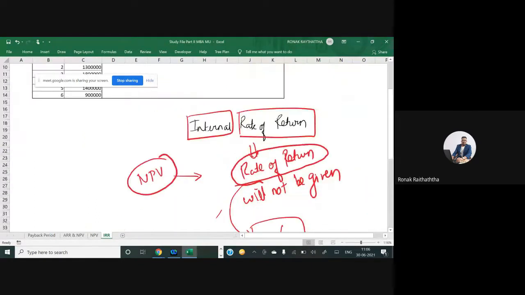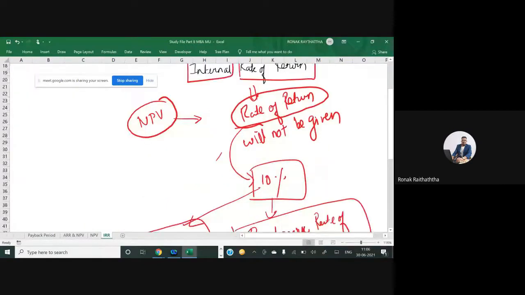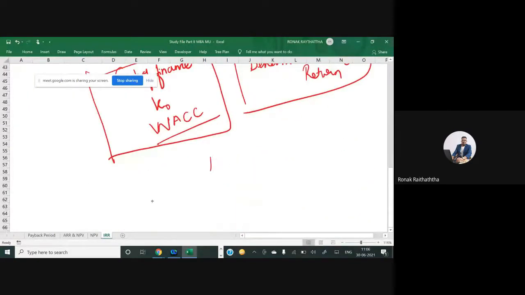Right? So now another question arises from your side, that sir, how to find this IRR? How to find the internal rate of return?